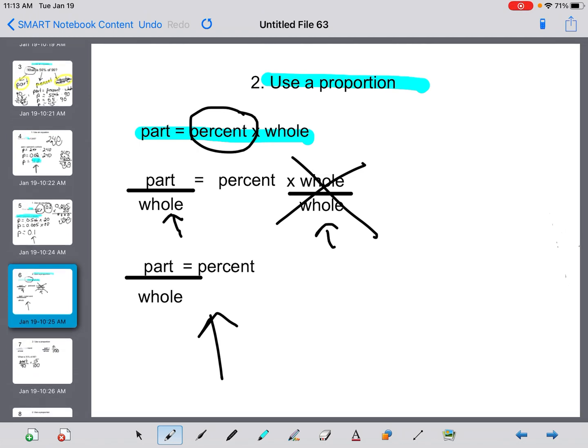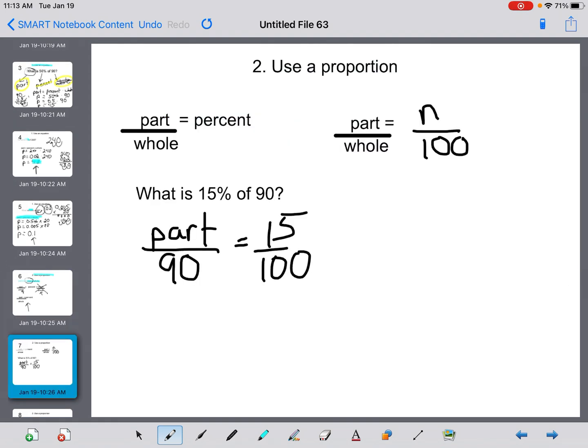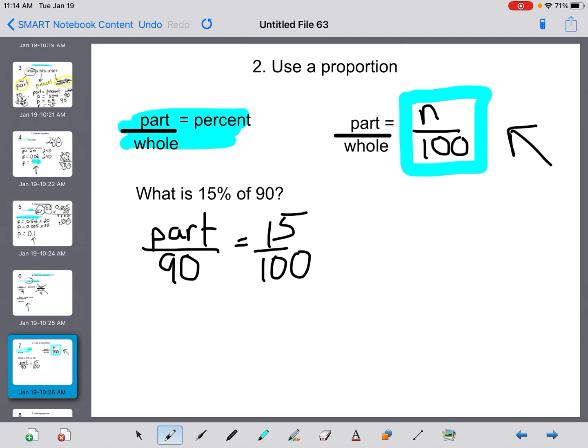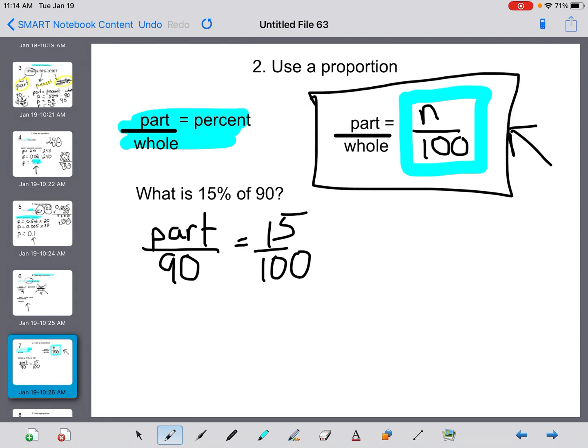But if part over whole equals percent, let's take it a step further. Again, this is still the why. So here's what we came up with on our first screen: part over whole equals percent. Now, what do I know about percent? I know this: percent means out of 100. So I can make it look more like a ratio or a proportion, because I don't know what n is, but I know percent is out of 100. So now, this is our new proportion that we're going to be using.